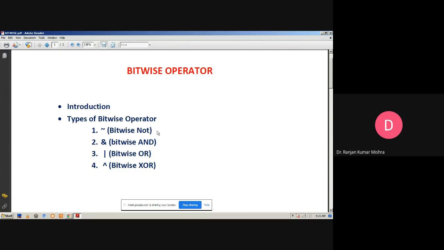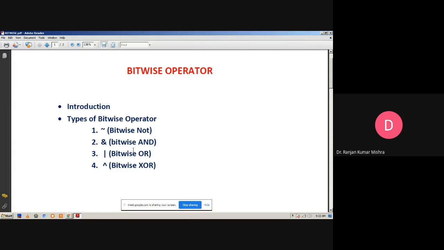It is represented by a single tilde sign, and it is a unary operator that requires only one operand. It is also known as the one's complement operator. It results in 1 if the bit is 0 and 0 if the bit is 1, the same as the not gate in electronics. Next is the AND operator. It is represented by a single ampersand sign, and it results in 1 if both the bits have the value 1, otherwise it results in 0. It works the same as the AND gate in electronics.